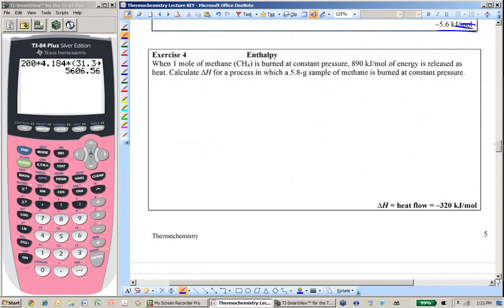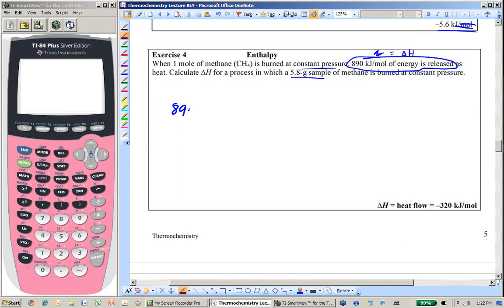All right, so exercise 4, more enthalpy. When 1 mole of methane is burned at a constant pressure, 890 kilojoules per mole of energy is released as heat. So that's either Q or that's delta H, because it says at constant pressure. Calculate delta H for the process in which a 5.8 gram sample is burned at constant pressure. Okay, so this is just dimensional analysis.